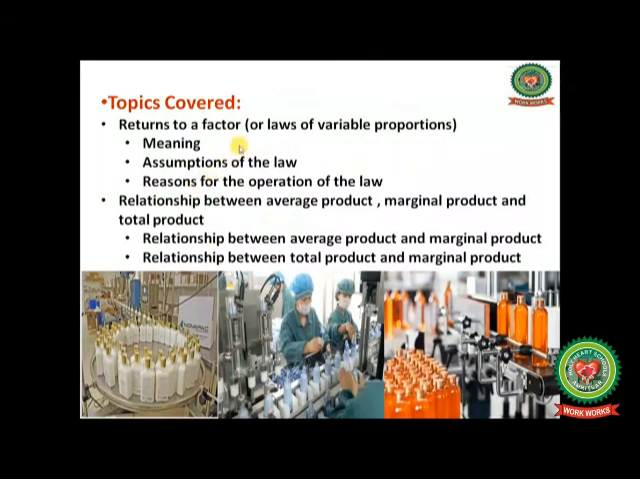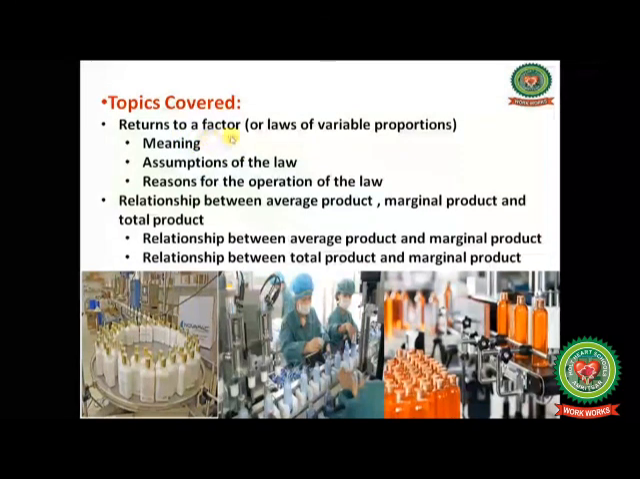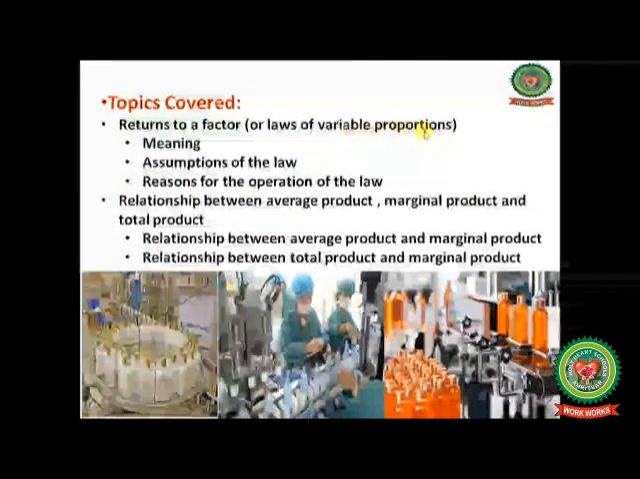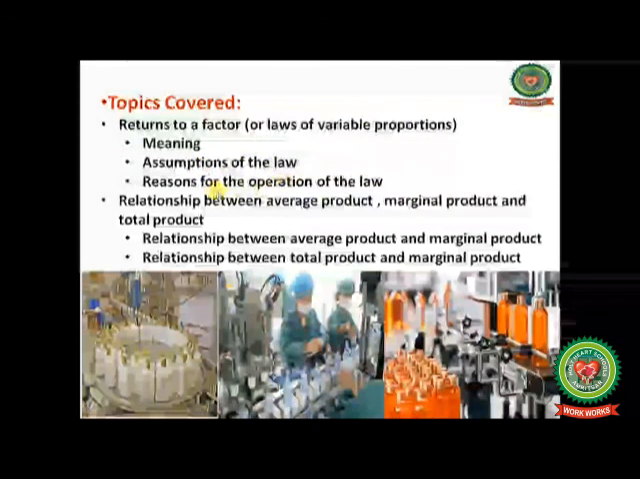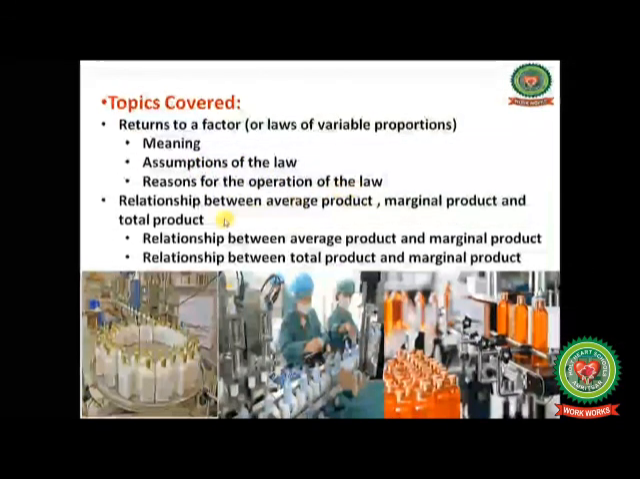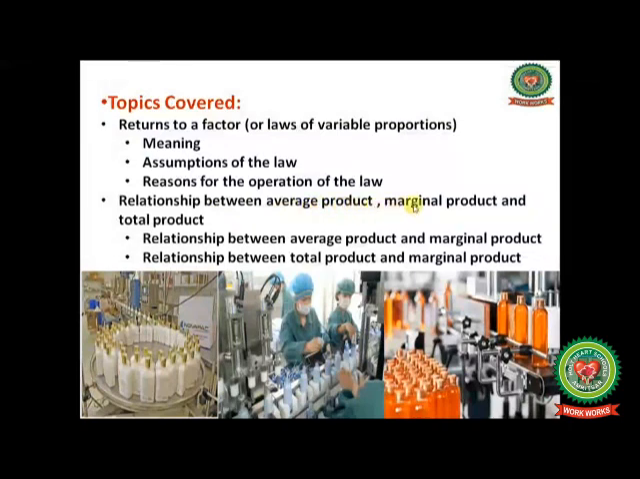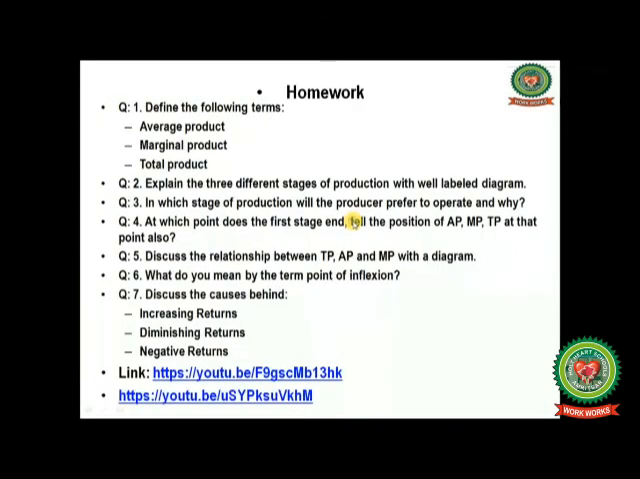Now students, today we have covered the topic returns to a factor, or the law of variable proportions: its meaning, assumptions of the law, reasons for the operation of the law, the relationship between average product, marginal product and total product, the relationship between average product and marginal product, and the relationship between total product and marginal product. Hope you all have understood the topic.